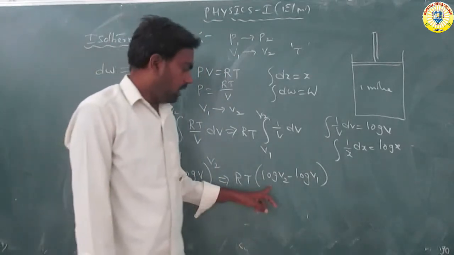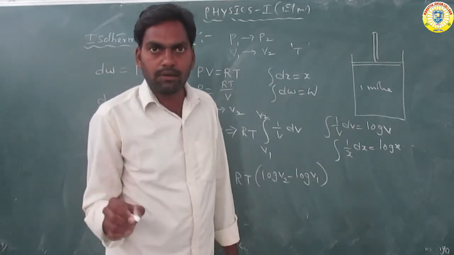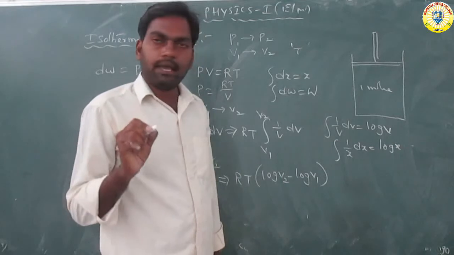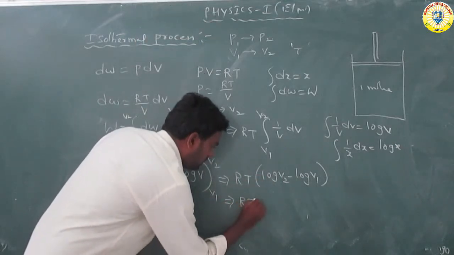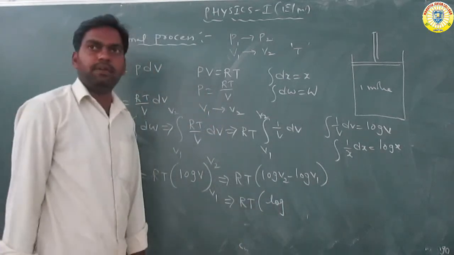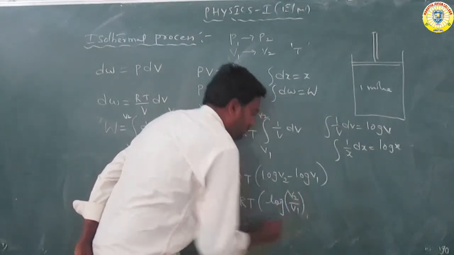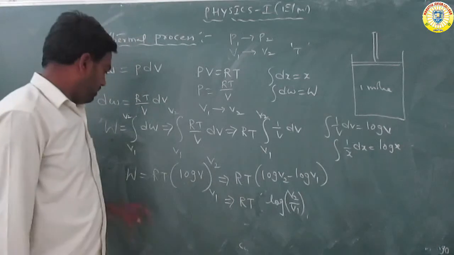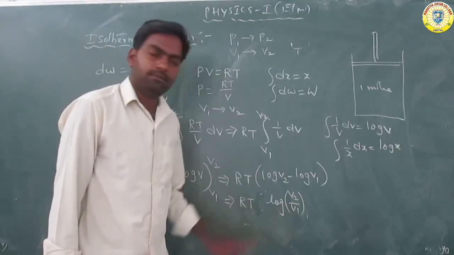According to the equation, log A minus log B is log A by B. Now here we can write the equation RT log V2 minus V1, so V2 by V1. So that is equal to RT log V2 by V1.